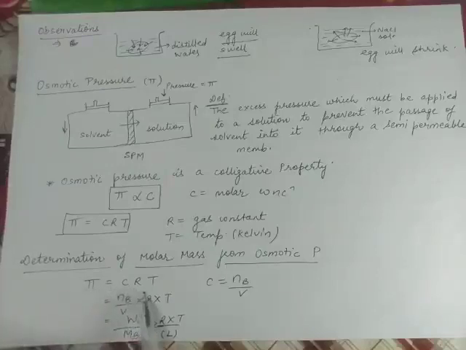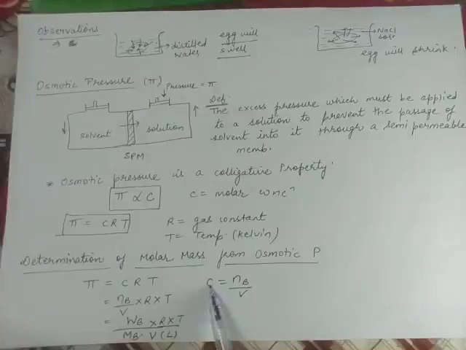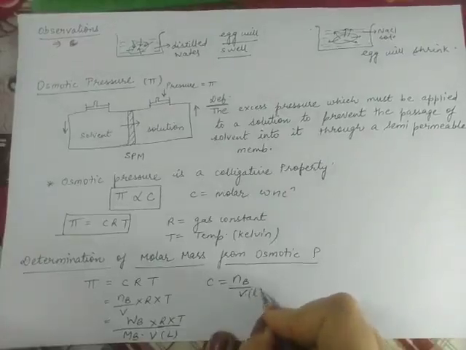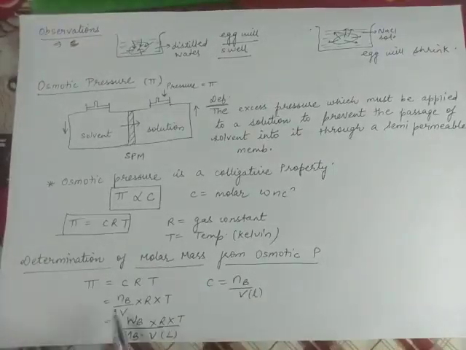So pi is equal to CRT, because we have to solve numericals on this. Concentration is molarity, the number of moles of solute, NB upon V, and this volume should be in liters. Now expand this formula: NB upon V into R into T.